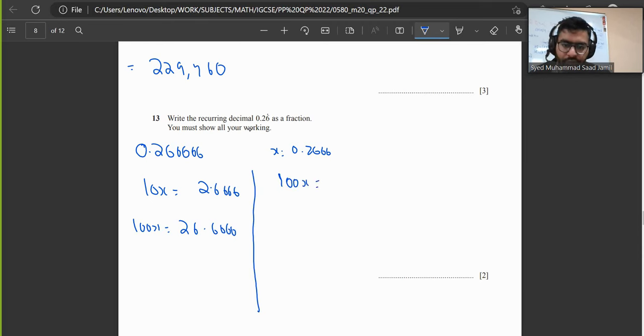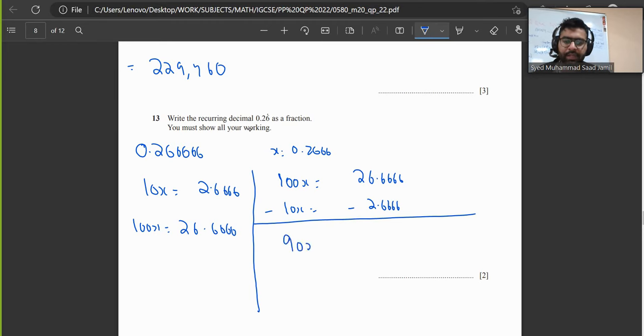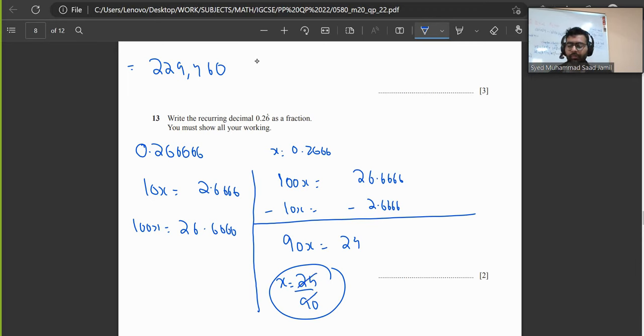Now just write 100x over here. 100x equals 26.66 and 10x equals 2.6666. You subtract both of them. So this becomes 90x equals, once you subtract them you will get 24. 26.666 minus 2.666 is 24. So x equals 24 divided by 90, and that's going to be your final answer. You can further simplify 24 upon 90 and write it as 4 upon 15 as well.